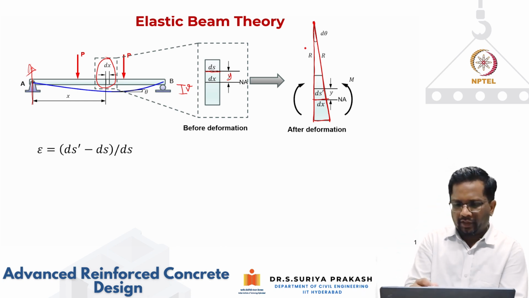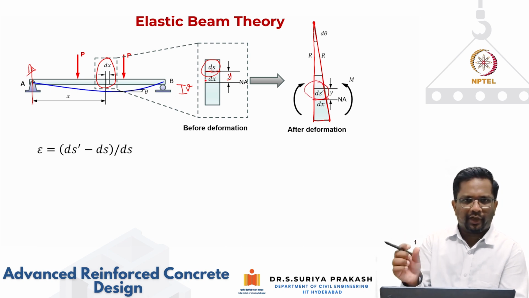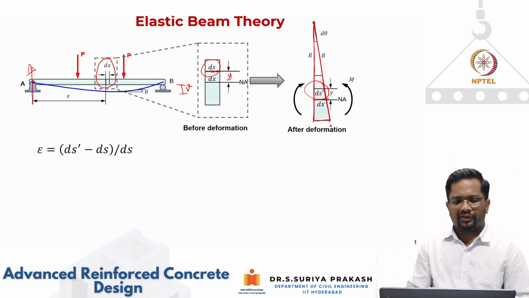So now you can see here the ds, what we have seen here, it has become ds prime, and dx is your elemental length at the neutral axis. At the neutral axis, we know that there is not going to be any change in length. So dx will remain as it is before deformation and after deformation.